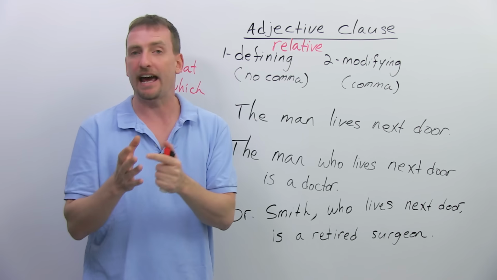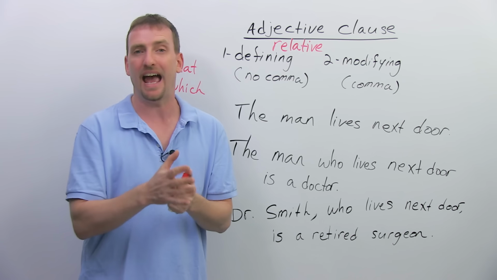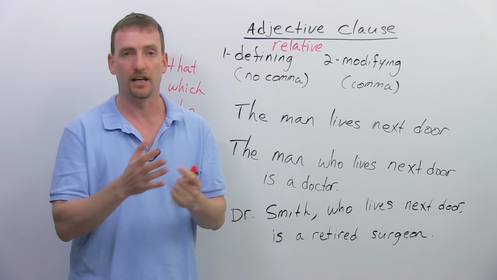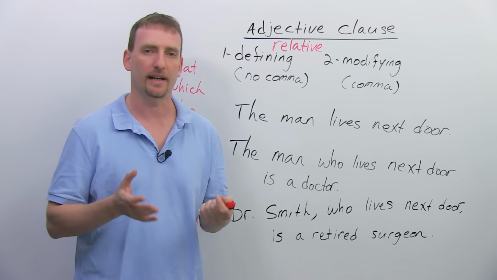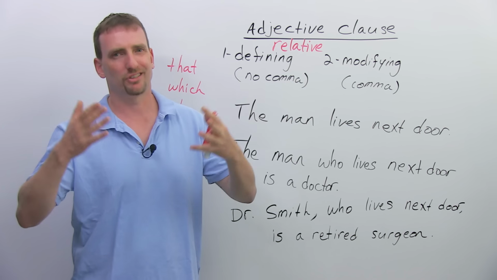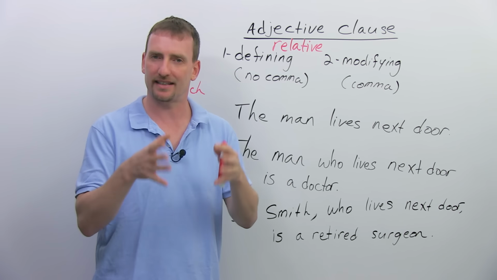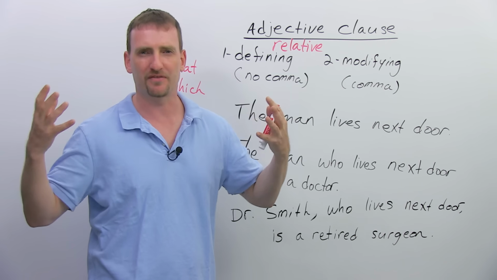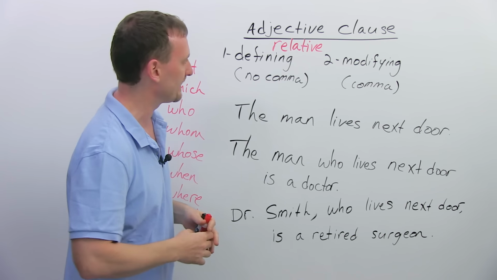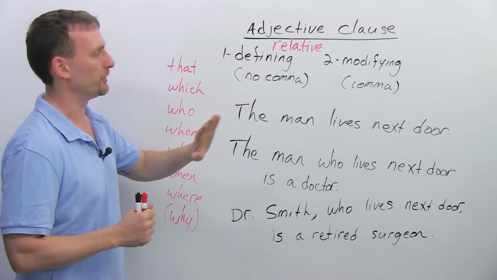You could have many nouns in a sentence. You can have many adjective clauses in a sentence. There's no limit to how many you can have. Although, try not to have too many in one sentence because the sentence becomes very bulky, not a very good sentence. So let's get right into it.